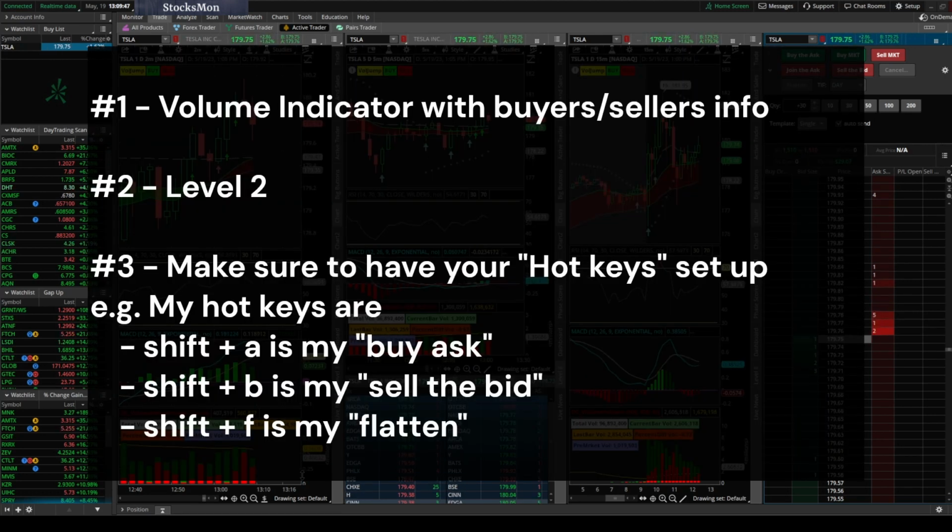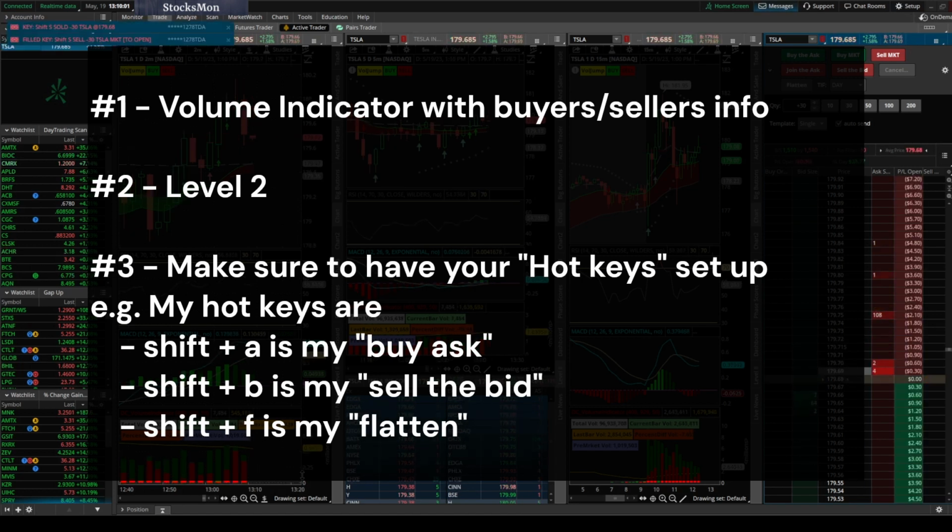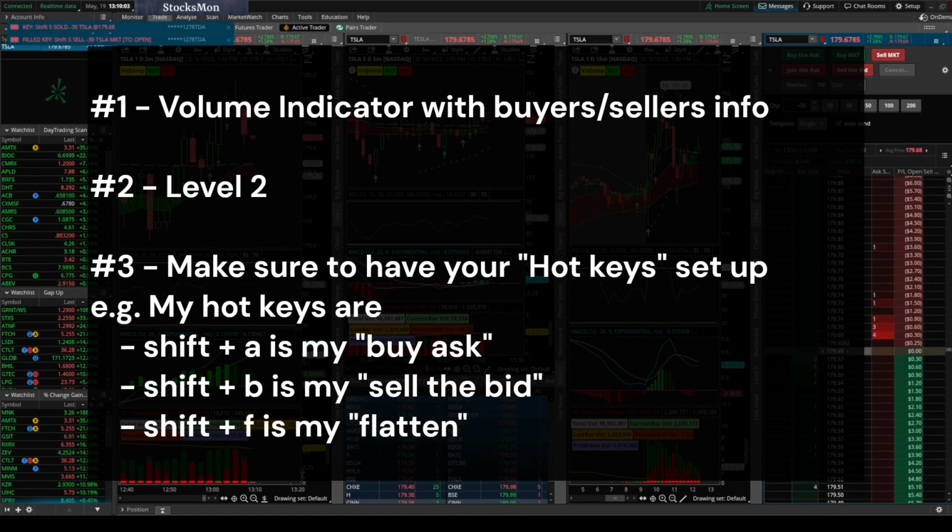Requirements. Requirement number one. You will need to have the volume indicator with buyers and sellers info enabled. Requirement number two. You will need the level 2 information enabled. Requirement number three. Make sure to have your hotkeys set up. For example, my hotkeys are Shift+A is my buy the ask, Shift+B is my sell the bid, Shift+F is my flatten.